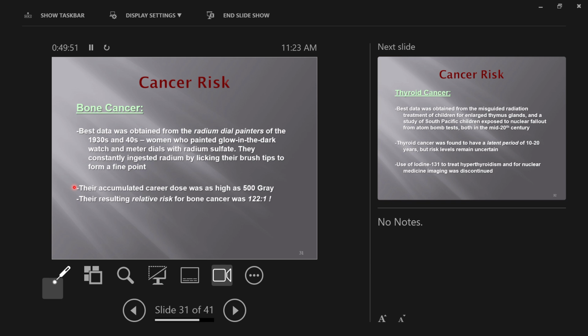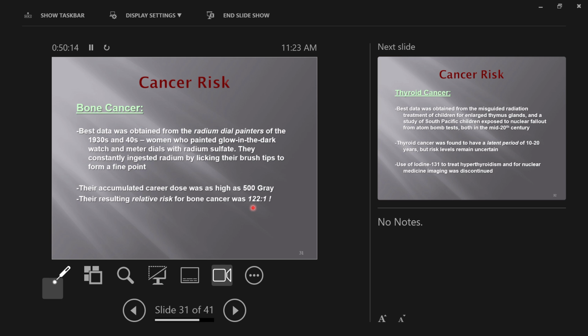They were just getting it over long periods of time. That's how they were able to get such high doses. The relative risk for developing bone cancers was 122 to 1. They were 122 times more likely to develop bone cancer than the average person. So they were very statistically likely to develop these forms of cancer, the bone cancers.